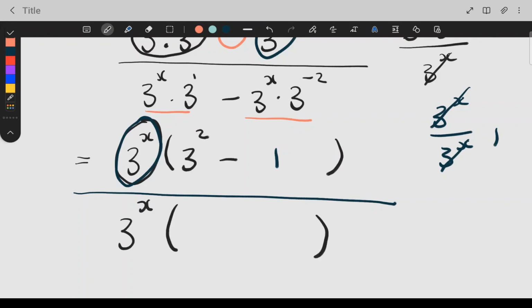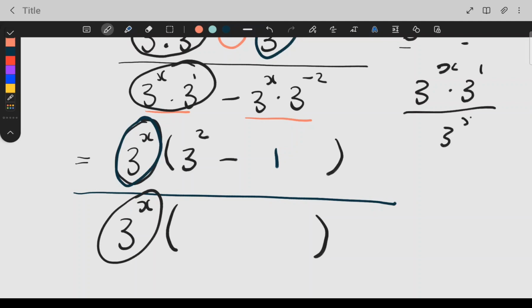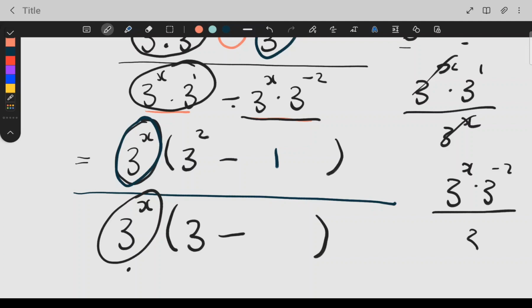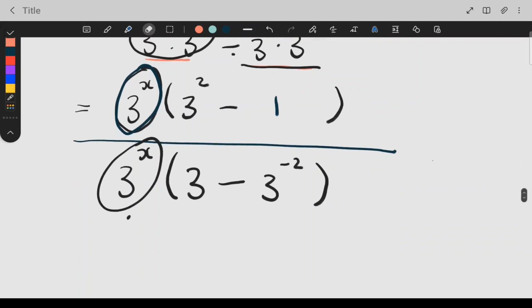And then you do the same thing now. You say 3 to the x, 3 to the 1, so it's this one here, divided by this, over 3 to the x. This and this will cancel, so I'm left with 3. There's a minus, so this is a minus. Then 3 to the x, 3 to the negative 2, which is this thing, divided by what you took out, 3 to the x. This and this will cancel, 3 to the negative 2. Okay, so that is factorizing. You must become a pro at factorizing, grade 11.